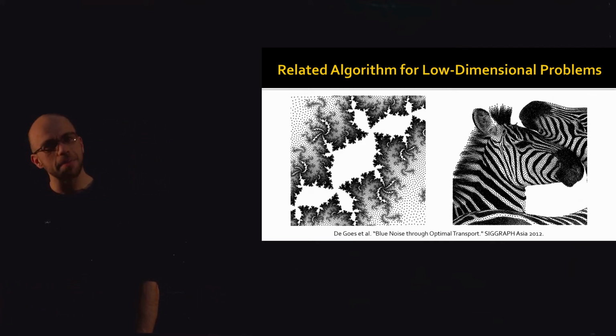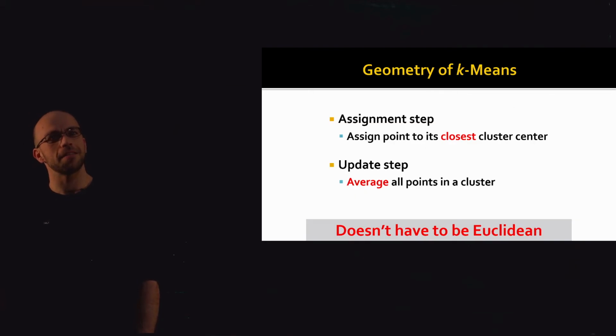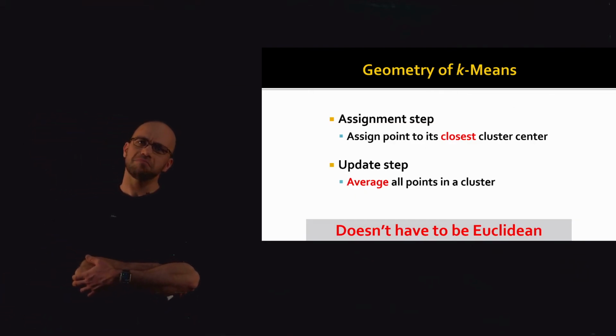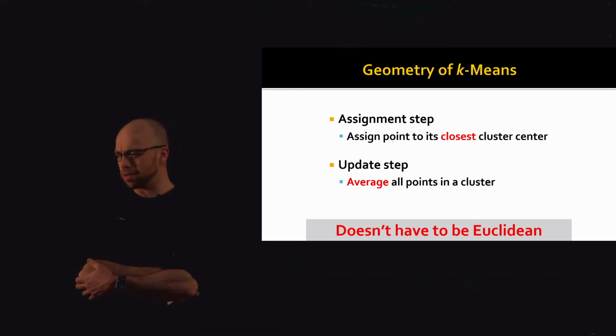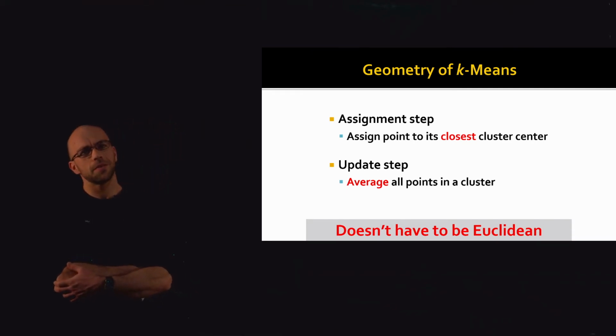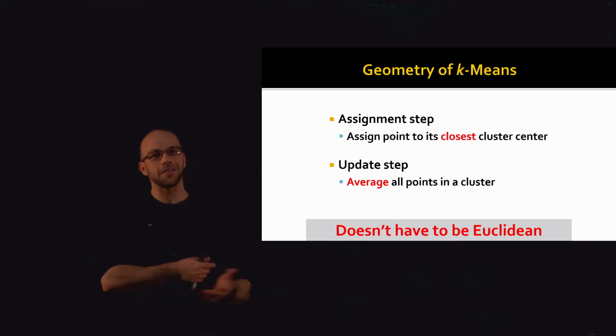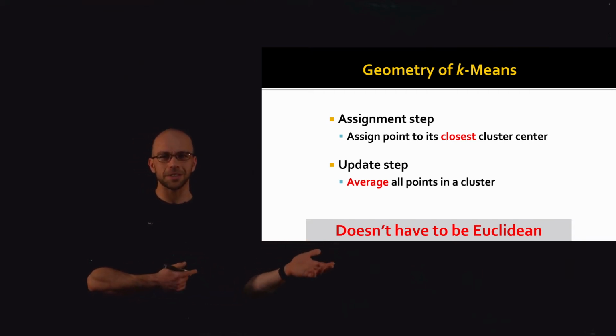So anyway, let's step back and think about the k-means algorithm a little bit more generally and cast it in, again, another geometric perspective. In particular, k-means ping-pongs between these two steps, right? It does assignment and it does an update. And essentially, one of the interesting observations you can make is that these two steps don't have to happen in a Euclidean space, right? Notice I've highlighted these words closest and average.